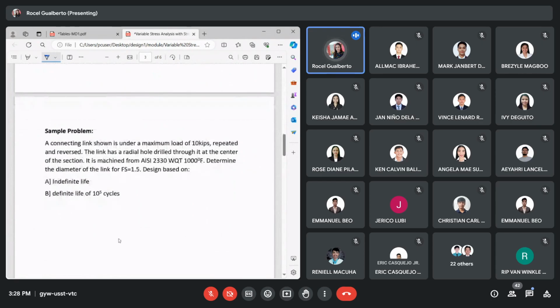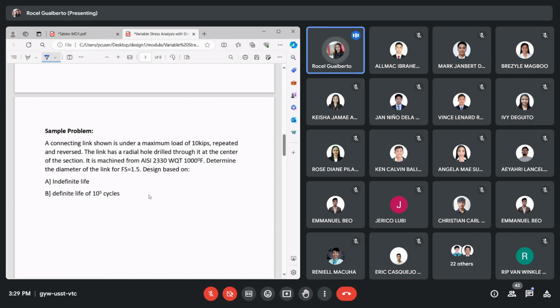Okay, so a connecting link is under a maximum load of 10 kips, repeated and reversed. The link has a radial hole drilled through it at the center of the section. It is machined from AISI 2330 WQT 1000 degrees Fahrenheit. You determine the diameter of the link for a factor of safety equal to 1.5. You design based on indefinite life and definite life of 10 to the 5th cycles.